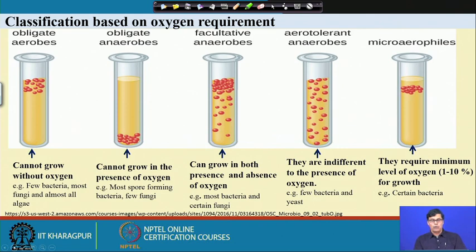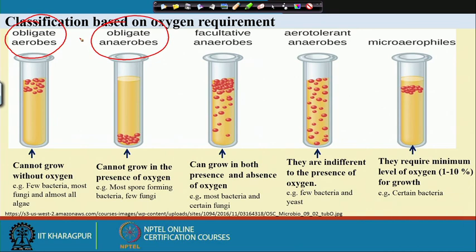Now, on the basis of oxygen requirement we can also do the classification. We have different types of organisms: obligate aerobes and obligate anaerobes. But what is the difference? What is obligate? Obligate means they require molecular oxygen for growth and metabolism. If you say obligate aerobes, it means they require molecular oxygen, not oxygen in other forms.